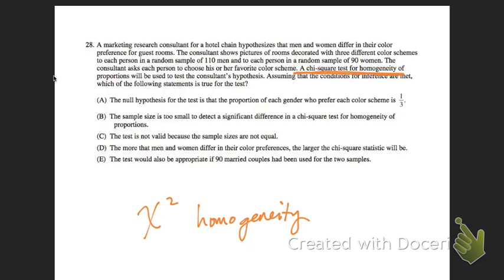So I'm going to get rid of B. It doesn't matter, 110 is big enough. The sample sizes don't have to be equal. Going to skip D for now, and E doesn't matter. So now I have A and D. The difference between A and D is that A is comparing the color scheme, but D is comparing the men and women. The whole goal of homogeneity is that we're trying to compare the samples. So we choose D. We want to compare the genders within the color preferences, not compare the color preferences.